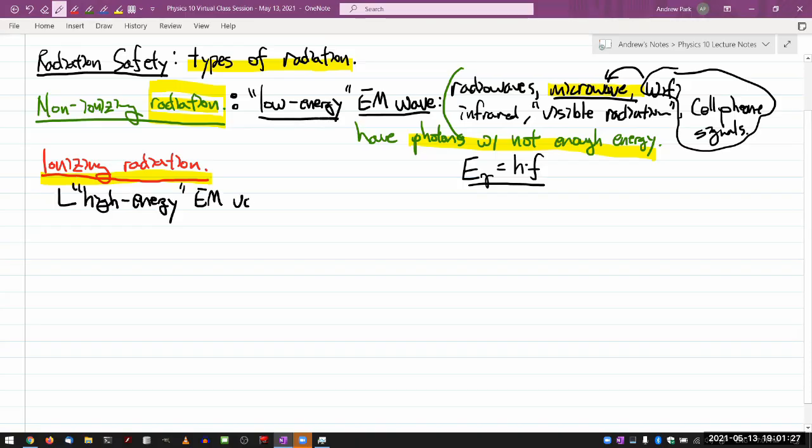So what's considered high energy? Looking at this, high frequency would start out with UV rays at certain ranges. And above UV rays, it's X-rays that are ionizing radiation. They have a high enough energy. So that's one, but that's not the only one. All types of nuclear radiation are also ionizing radiation.